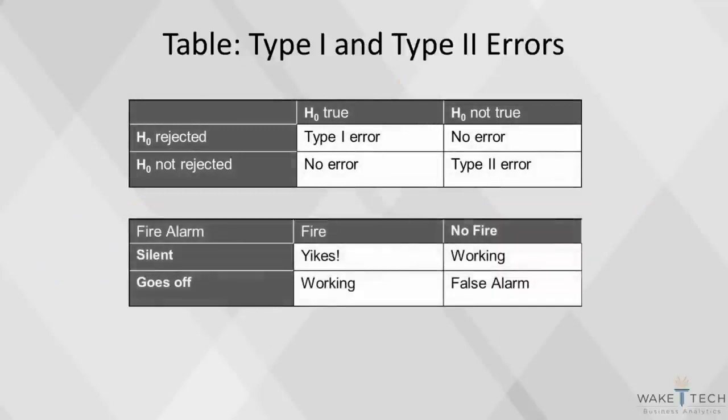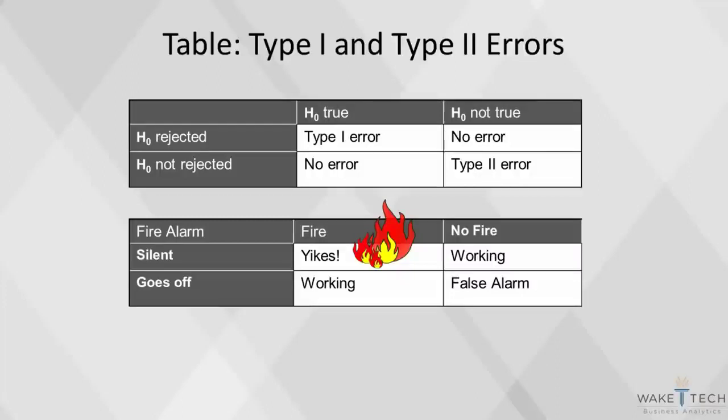Here's an example using a fire alarm. If a fire alarm is silent and there is no fire, our null hypothesis that it is working is correct. But what if the assumption is wrong? Then we've accepted the null hypothesis, but we actually have a fire. That's our type 1 error.